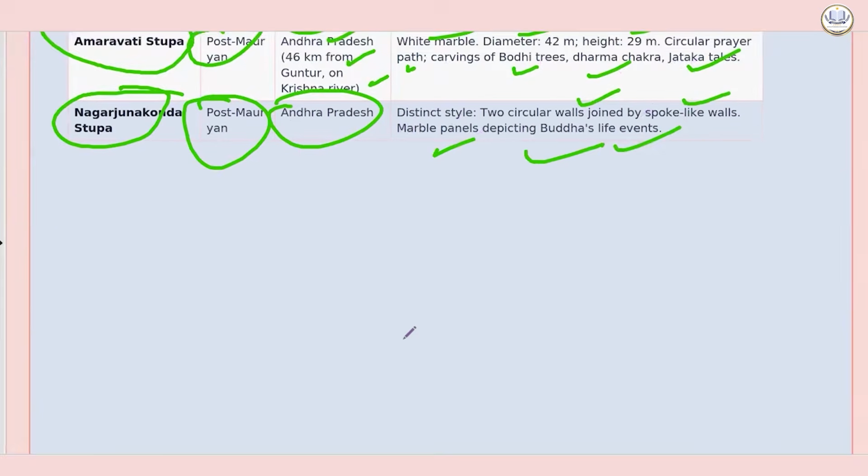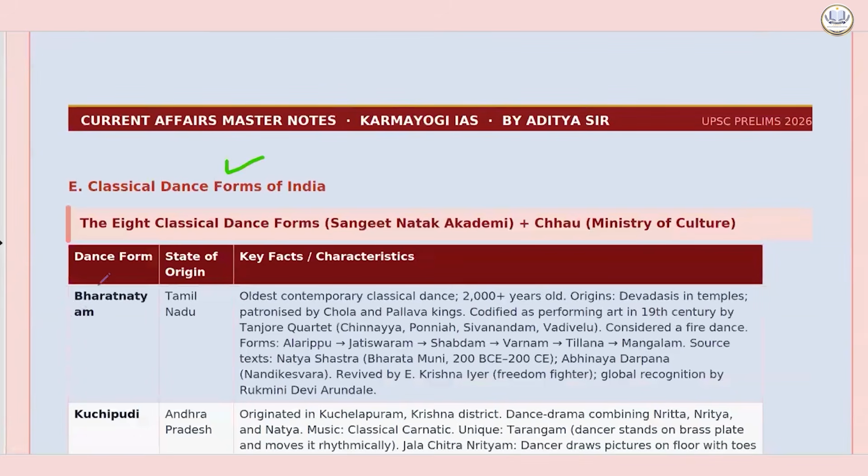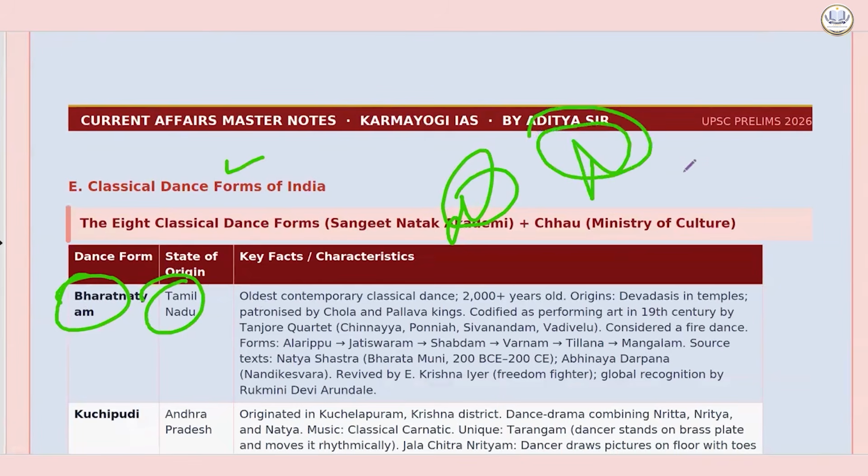We have 8 classical dance forms. Bharatnatyam came from Tamil Nadu. It is the oldest form, a classical dance with 2000 plus years of history. Origin was from Devadasis in temples, patronized by the Cholas and the Pallava kings, codified as a performing art in the 19th century by the Tanjore Quartet, which includes Chinnaya, Ponnaya, Sivanandam, and Vadivelu.